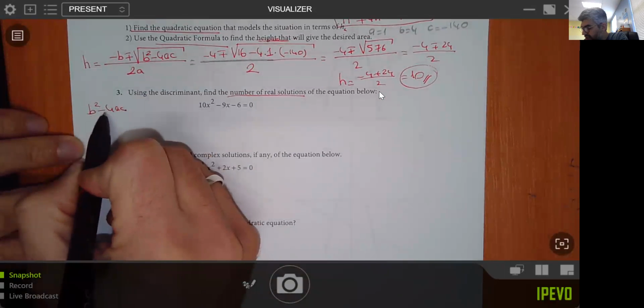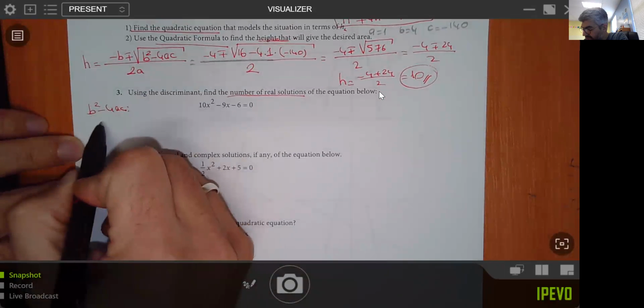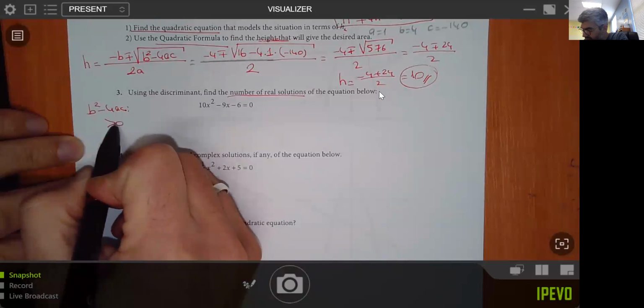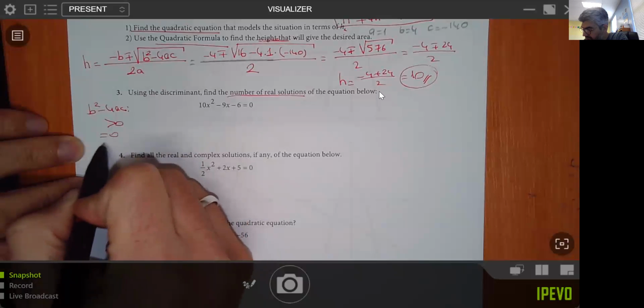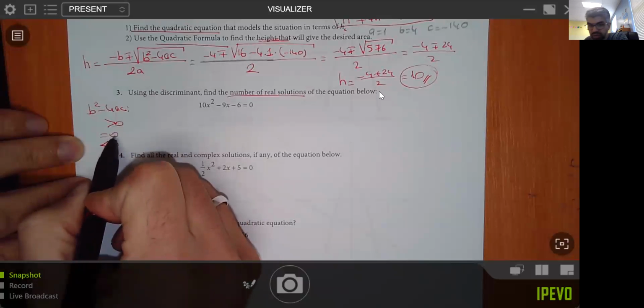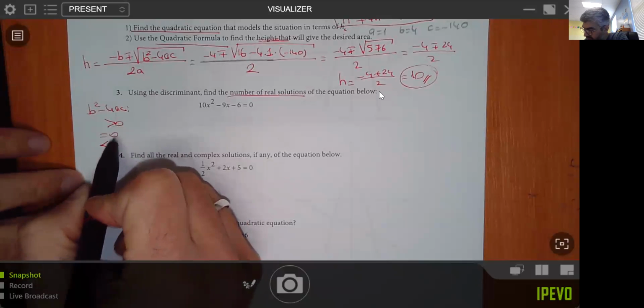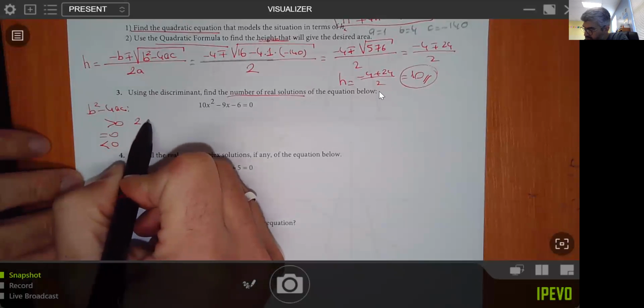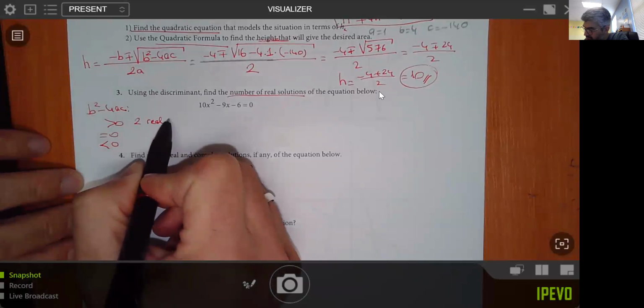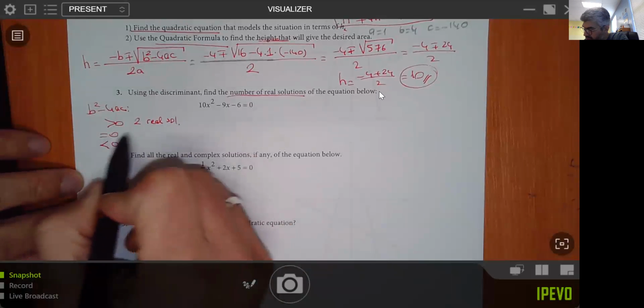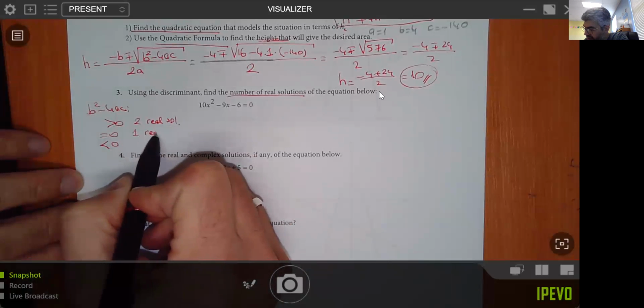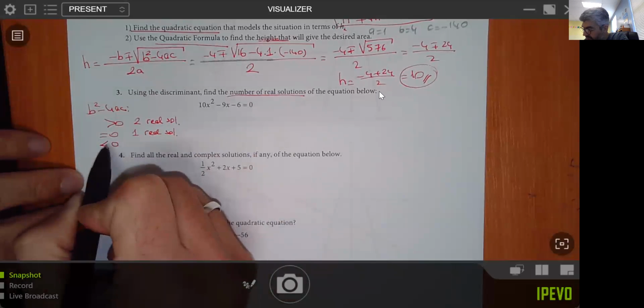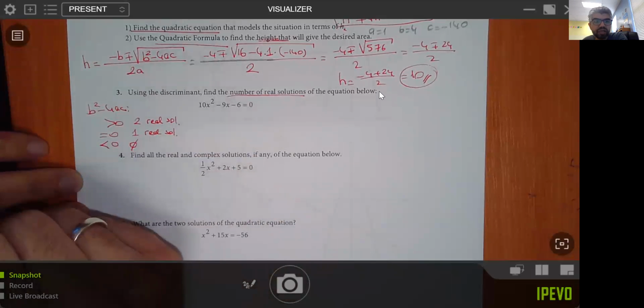If b squared minus 4ac, there are 3 situations, guys: greater than 0, equal to 0, less than 0. If it is greater than 0, there are two real solutions. If it is equal to 0, we have one real solution. If it is less than 0, no real solution. Okay, don't forget this.